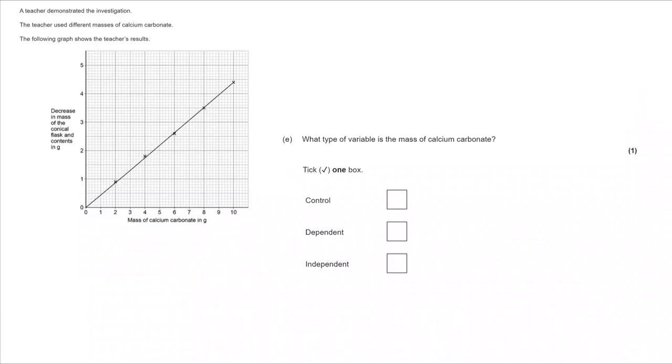If I move on, I've got a graph here. What type of variable is the mass of calcium carbonate? Well, let's have a look again. The teacher used different masses of calcium carbonate. So from there, that tells us that it's the independent variable. The independent variable is the thing we choose to change. The dependent variable is what we measure as a result of that change. And the control variables are the things we try to keep the same so that only the independent variable will have an influence on the dependent variable.